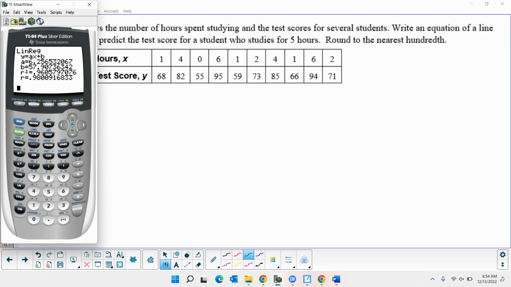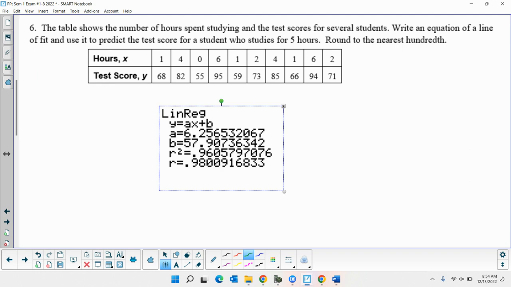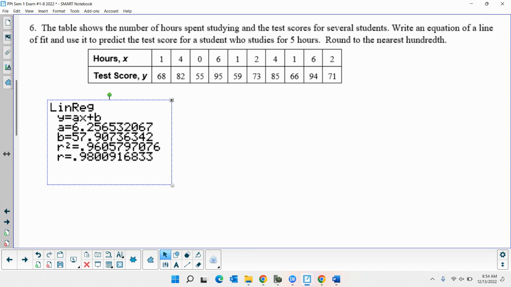All right, highlight calculate, and then hit enter. All right, so we get this. If you're not getting the correlation coefficient, the R value, that's okay. We don't need it for this problem. This tells me what A is, and that tells me what B is. Instead of y equals mx plus b, your calculator does y equals ax plus b, all right?